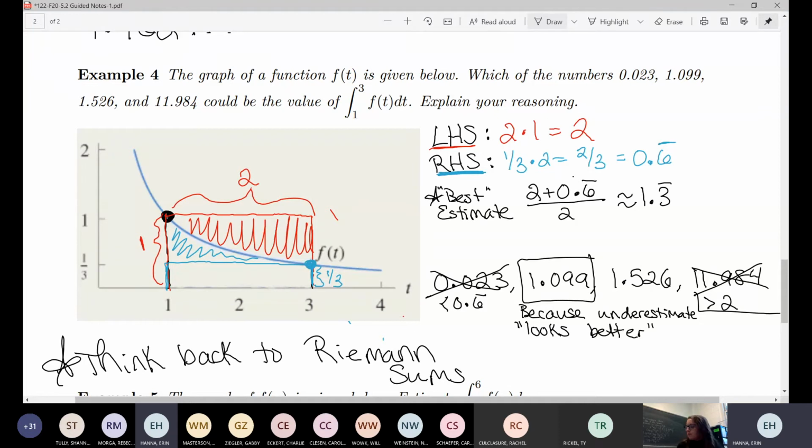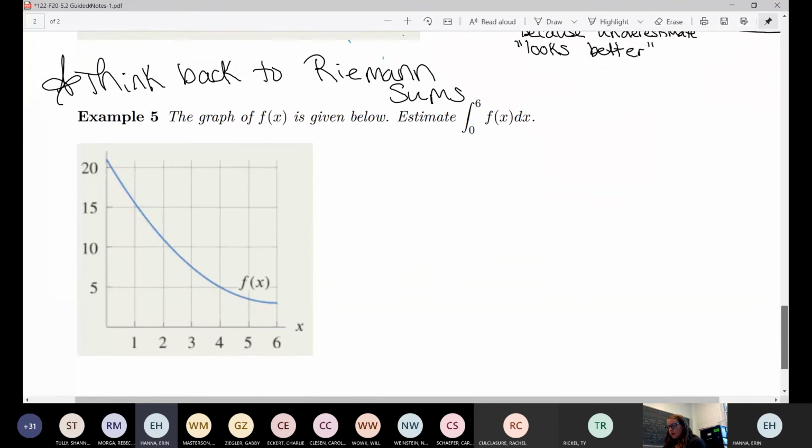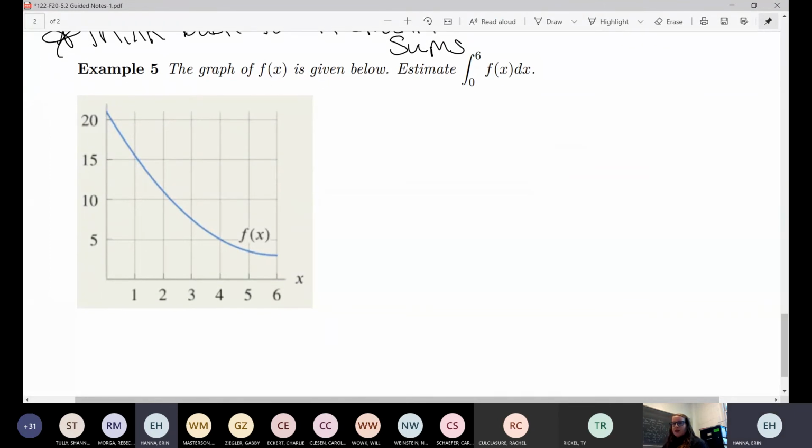All right. So this last one, again, we're not given the actual equation, but we want to estimate this integral value. Now remember, the integral is essentially that area underneath that function. So what it's actually asking us for is to estimate the area underneath this function.